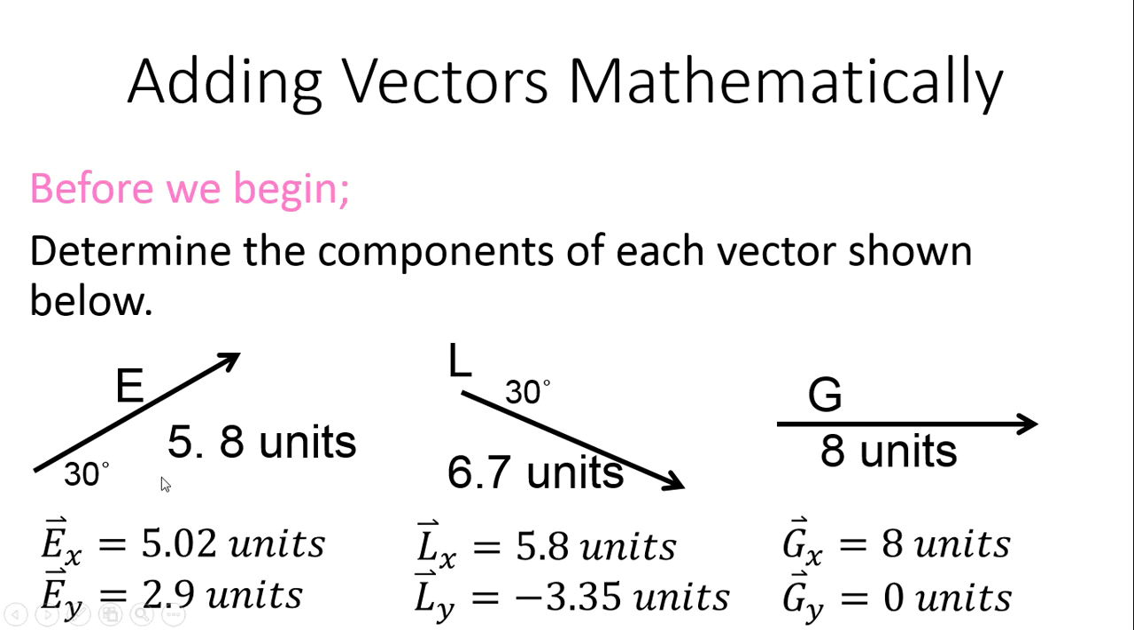Okay, so for the vector E there, the E of x is going to be 5.02 units with a y unit of 2.9. For L of x, we've got 5.8 units, and then for the y component, it's a negative 3.35 units because it's going down. It's going over to the positive and down to the negative. For G, though, because G has 8 units and it's going horizontally, it has no y units.